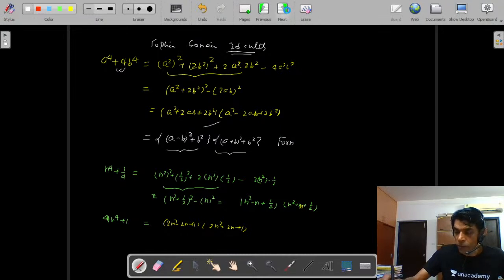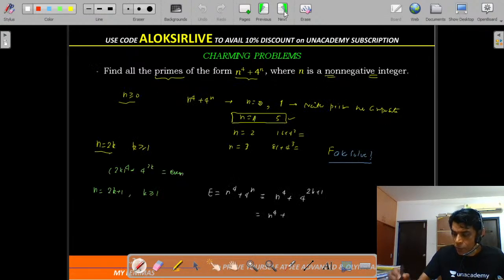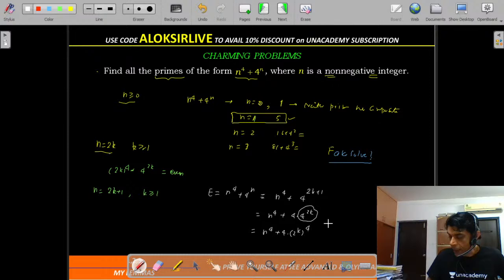So I need to pull out a 4, and there is an opportunity to pull out a 4, because the moment I write this, I write 4 times 4 to the 2k, and this I need to write as a 4th power. So I write n to the 4 plus 4 times, and this I can write as 2 to the something, so 2 to the k, to the 4. We are ready, and because k is greater than or equal to 1, this is greater than or equal to 2 to the k. So we have got a to the 4 plus 4 times b to the 4. Till now it is all right that we got something.